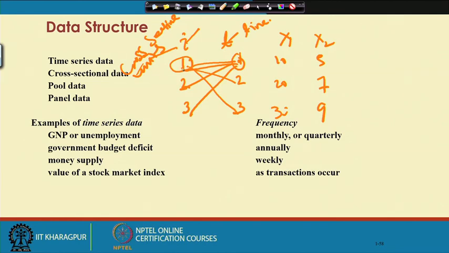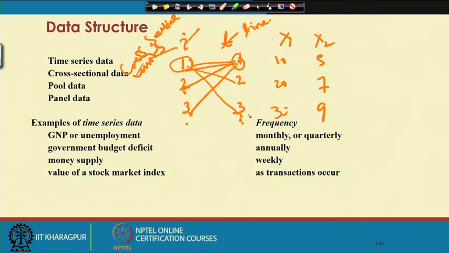Now you start like this: when I equals 1, you have 3 different time periods. Technically, when you fix I equal to 1, you have three data points. When you fix I equal to 2, you have 3 different time period data, and when you fix I equal to 3, you have 3 different time period data. Then you can copy paste like this, and you will finally find 9 data points. That particular structure is called pooled data.